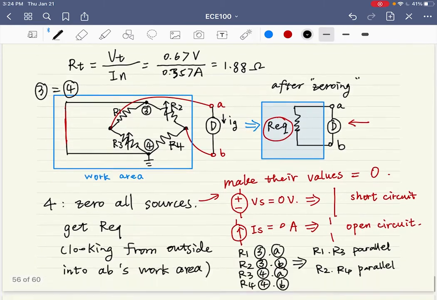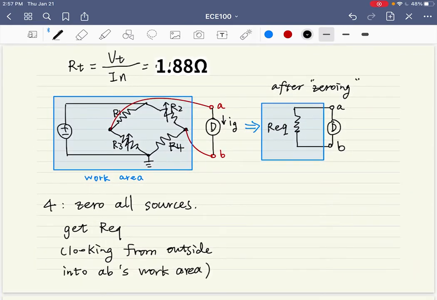1.8. But in this circuit, we observe that there are no dependent sources, right? There is only one voltage source here. So we can use the zeroing method to calculate the RT directly. Looking from outside into the work area from terminals A and B, this equivalent resistance is what we want.